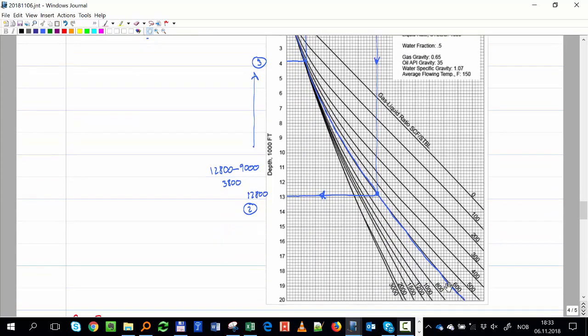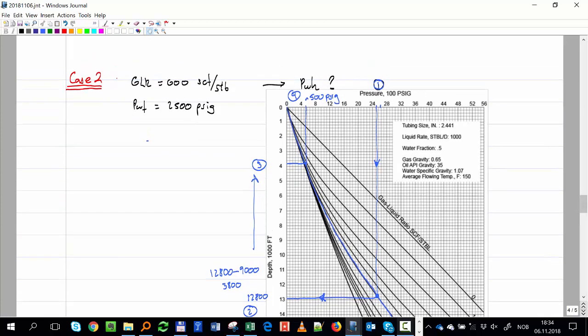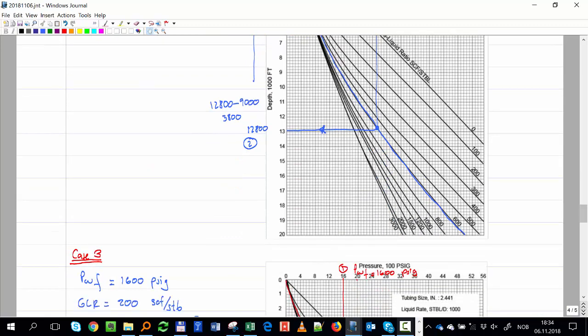Next one, now 600, so we have to use a different curve. We have to find 600 and mark it, and the same bottom hole pressure. So I come at 2500, I intersect it with 600, go to the left, I obtain 12,800, and then I have to move up. I have to subtract. I get 3,800 to the right again, and then up 500 psi. So far, no problem, easy peasy. Now comes this one, which was the cause for problems.